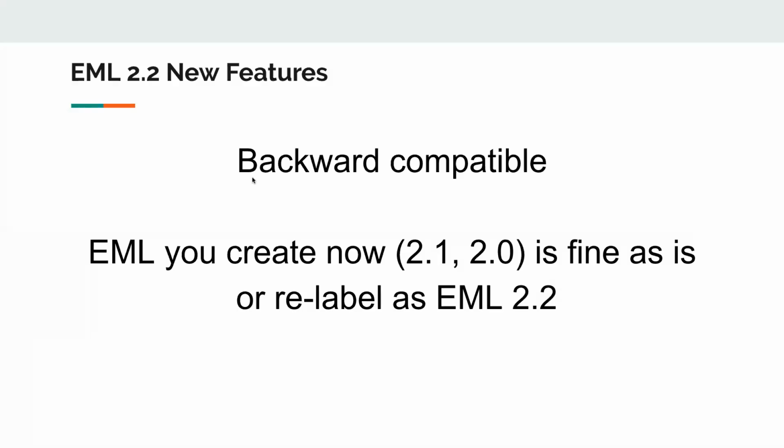So the first thing you have to know, and the bottom line, is EML 2.2 is backwards compatible. That means the changes to 2.2 are all additions, and everything that you used in 2.1 still works in 2.2. If you want to, you can keep making 2.1, or you can relabel it as 2.2, and that'll be fine too.